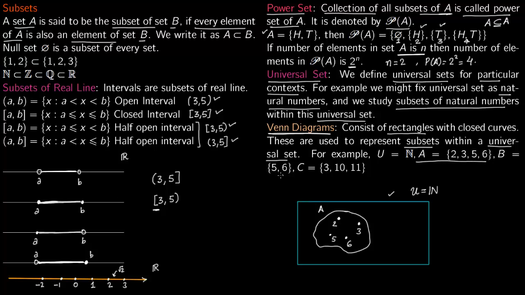Now set B contains elements 5 and 6. So set B is a subset of set A. So we have another set called B inside here. So this is say set B. Then we have set C, which consists of elements 3, 10 and 11. So you draw set C now. So this is set C, which consists of 3, 10 and 11. So this is how a Venn diagram looks.